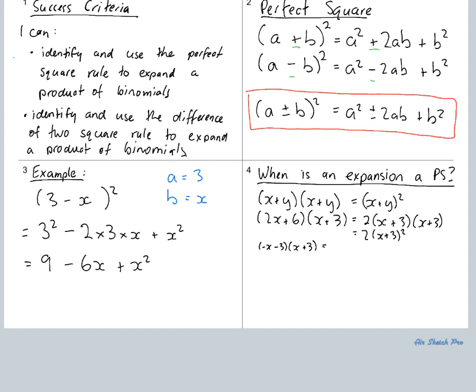So initially, it definitely doesn't look like a perfect square because I've got negative x minus 3 and I've got x plus 3. But it's so close that I feel like maybe we should have a look at it.